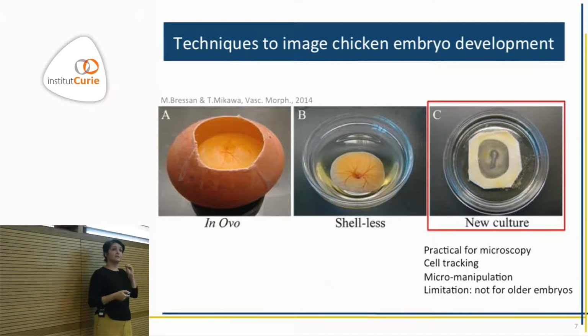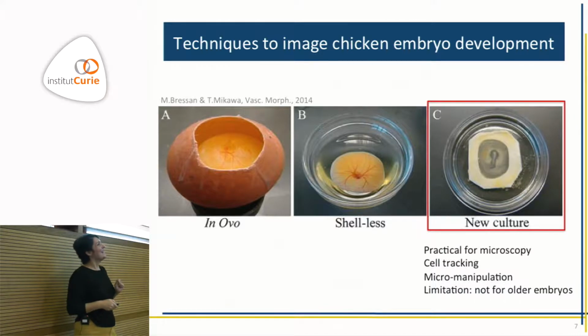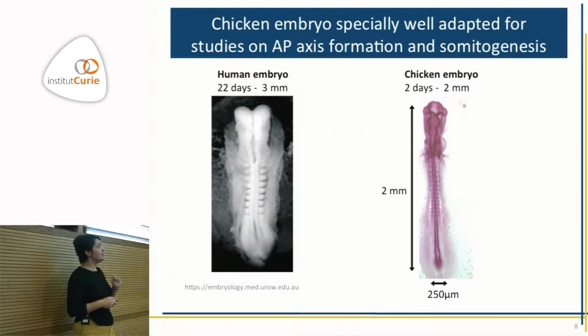You can even track cells if you inject some constructs that mark the cell nucleus. You can do cell tracking. You can do micromanipulation. The only limitation is that this is good for young embryos. When they grow, they cannot fit in this filter paper, and then you cannot do your experiment on them. Okay? And so please interrupt me if you have some question or some comments, okay? All right, so this is the technique that we use for our imaging.